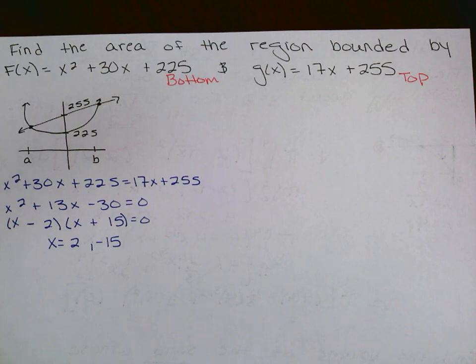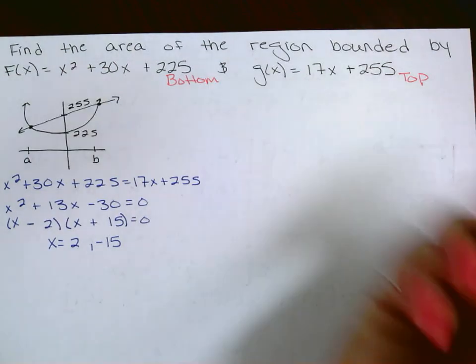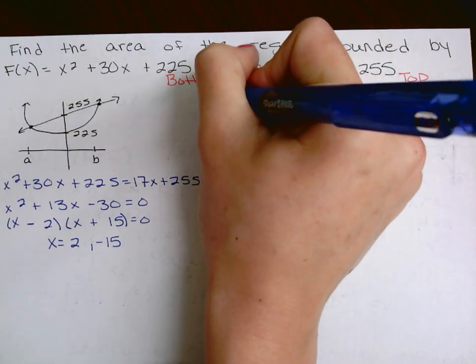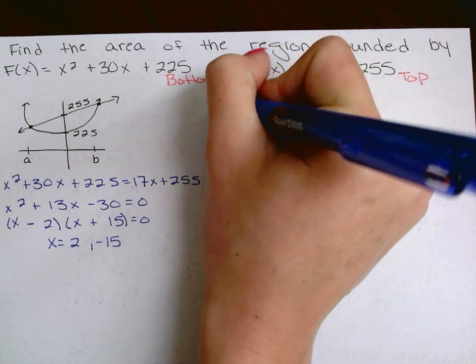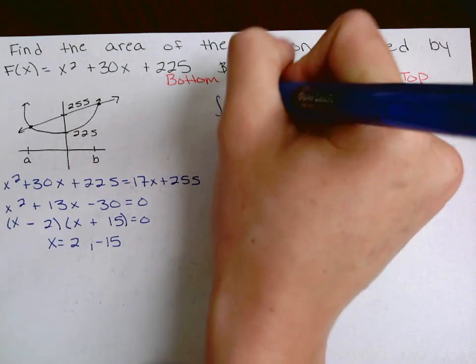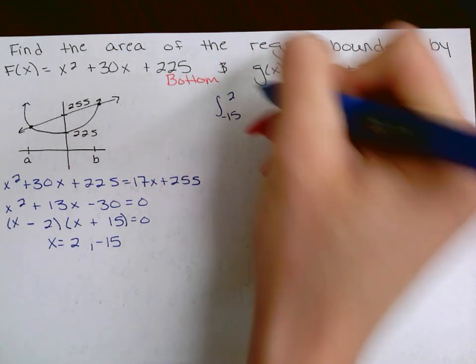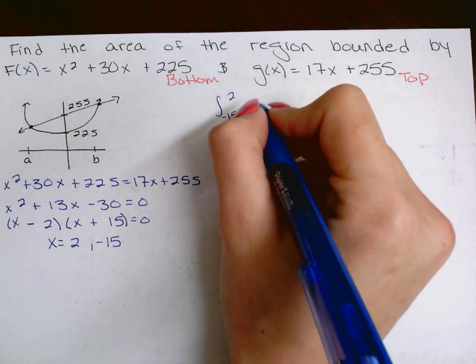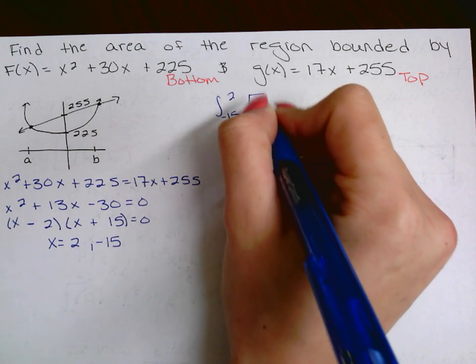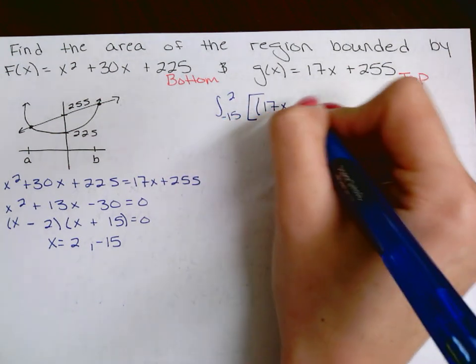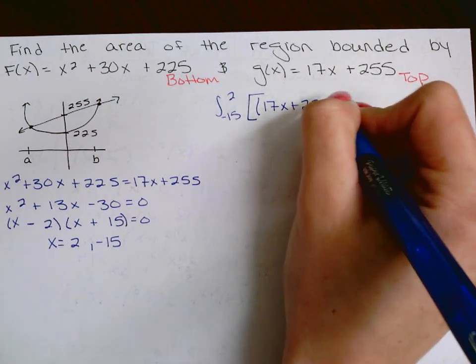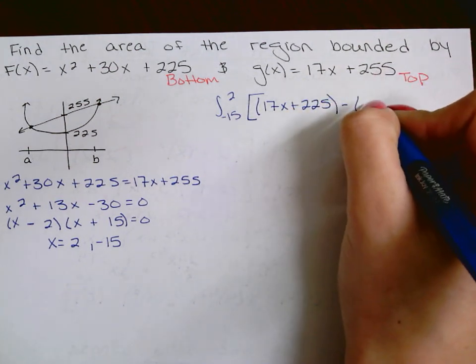So now we go to our integral. We can clearly see who's top and who's bottom here. We have the integral from a to b, from negative 15 to 2, of top minus bottom.